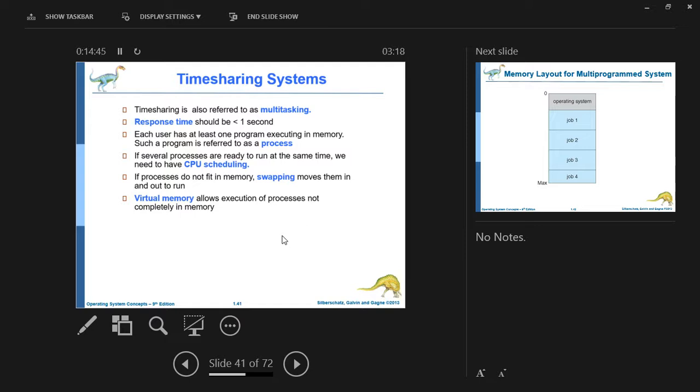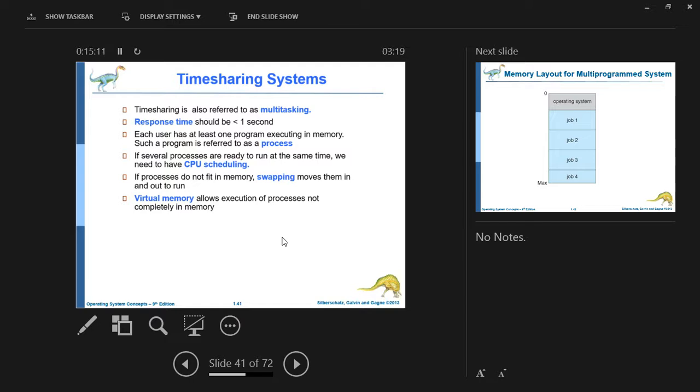Here you can see several processes are ready to run at the same time. We need some kind of scheduling, like round robin as I said, and the swapping of these jobs is going to be done quite often. Virtual memory is the concept which allows the execution of a process not completely, because you don't need the entire program to be open, since you are not going to execute the entire program at once.